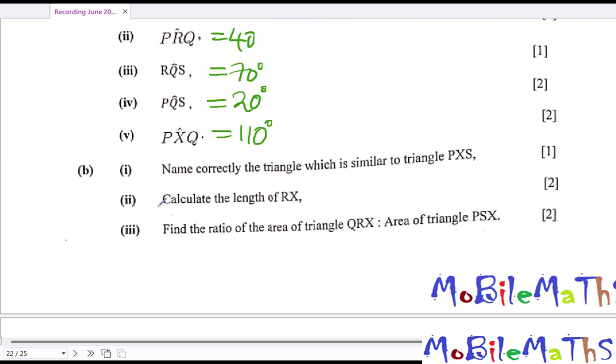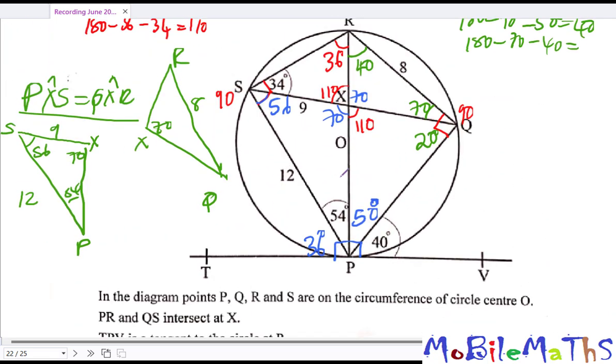Then we move on to the next question. They are saying calculate the length RX. So we want the side RX, which is basically this side here. I can use the idea of similar triangles and say, since they are similar, 12 corresponds to 8, which is this side. So my SP side corresponds to my QR side. If I'm now looking at the RX, my SX is also going to correspond to my RX, like that.